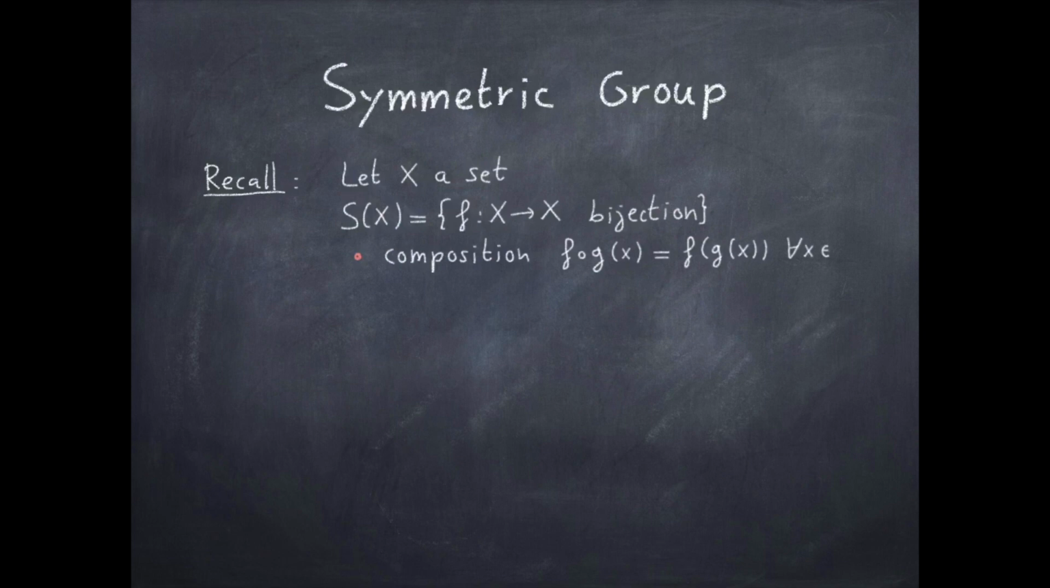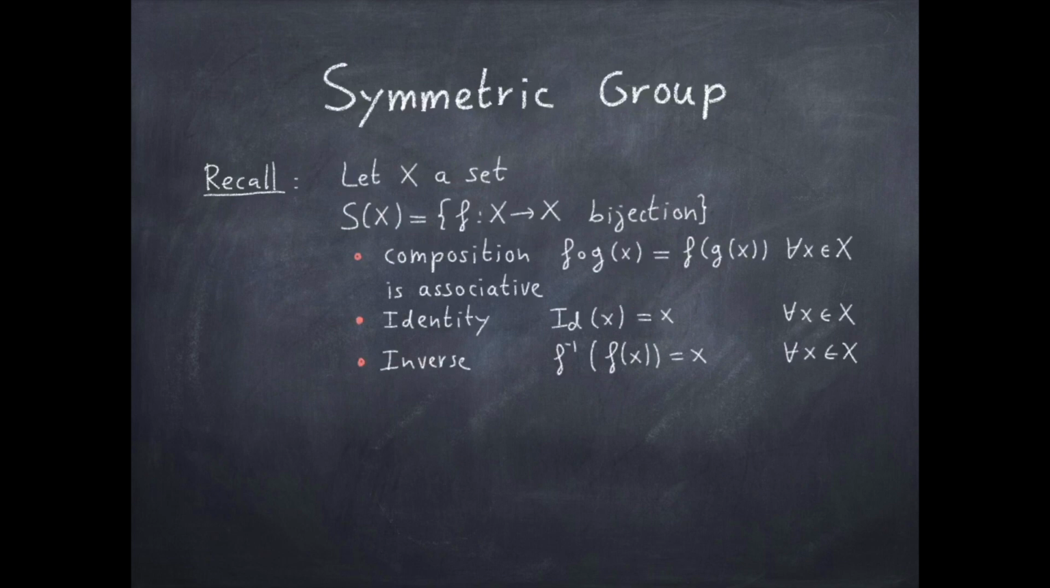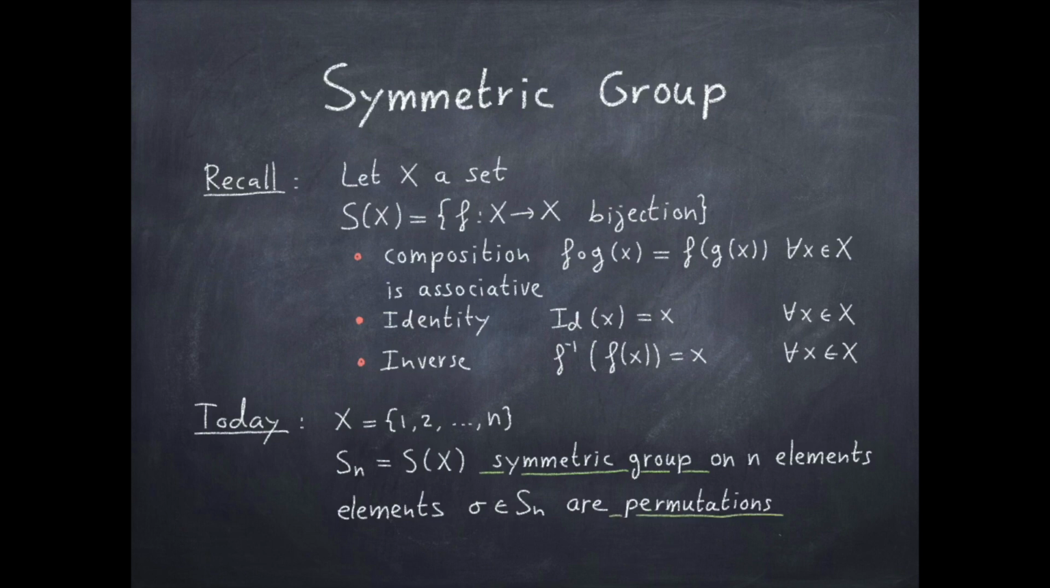Let X be a set. S of X consists of all bijections from X to itself. With the usual composition of functions, this becomes a group. Today we'll focus on the case that X is a finite set. Usually we take X to be the elements 1, 2, 3 and so on up to n. In this case we use the shorthand notation Sn, which is the symmetric group on n elements. The elements of Sn are called permutations.